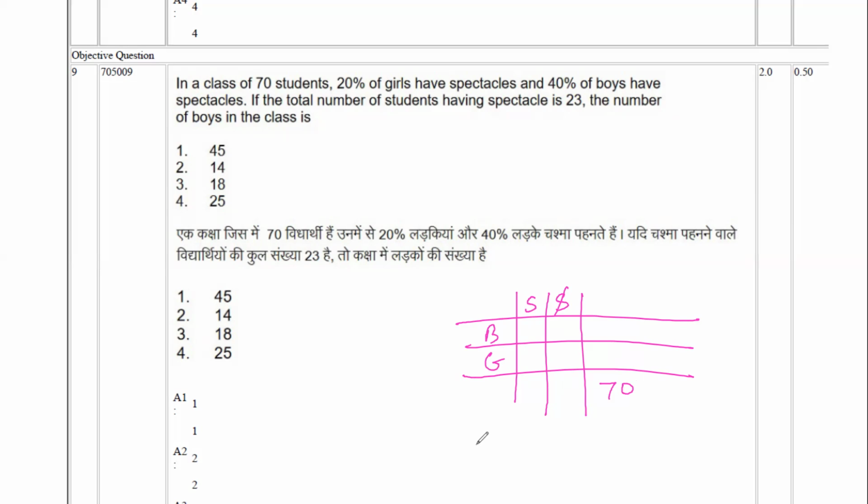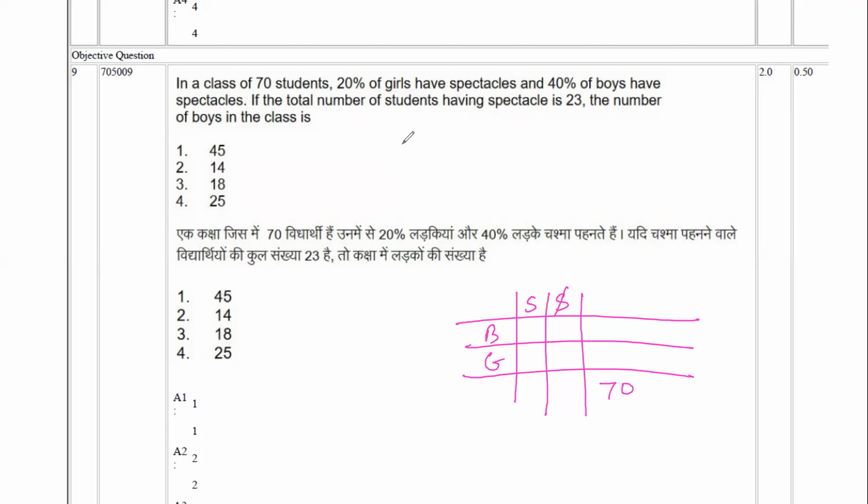Right. 20% of girls have spectacles. So this number is 20%, 10% is 7, 20% is 14. 40% of boys have spectacles. Oh, wait a minute, my bad. 20% of girls. I've taken 20% of the total, 70 students. So let me backtrack.